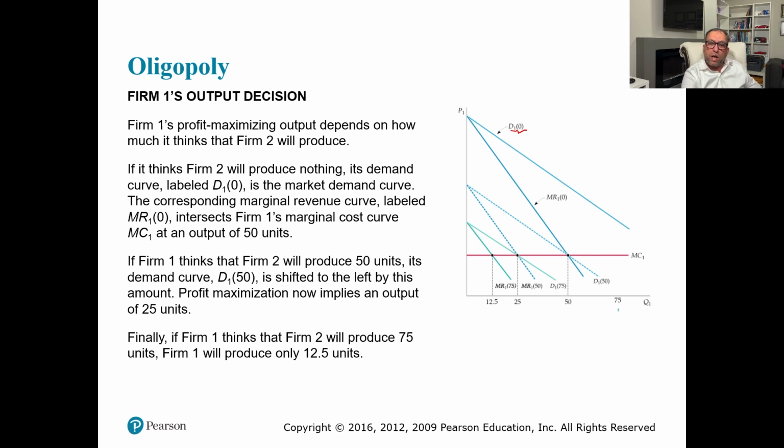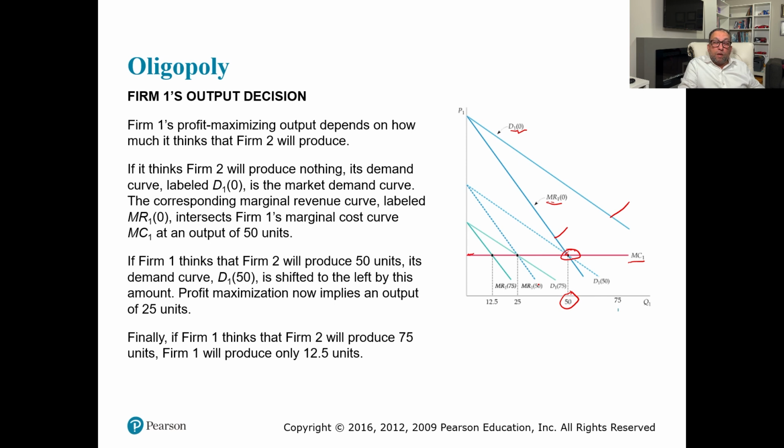In this case, this is our demand curve, and this one is our marginal revenue curve, and the firm is going to decide where marginal revenue is equal to marginal cost. This is the point. So if firm 2 is producing 0, firm 1 is going to produce 50 units, because marginal revenue and marginal cost equate here. So if it thinks that firm 2 will produce nothing, the demand curve labeled D1(0) is the market demand curve. The corresponding marginal revenue curve, labeled MR1(0), intersects the firm's marginal cost curve MC at an output of 50 units.